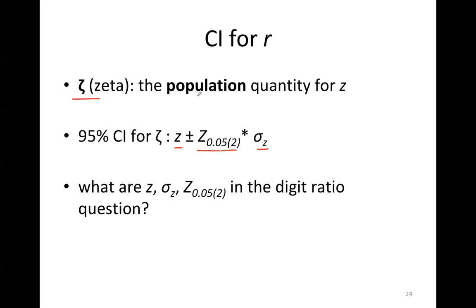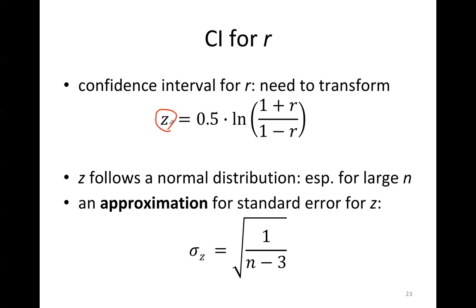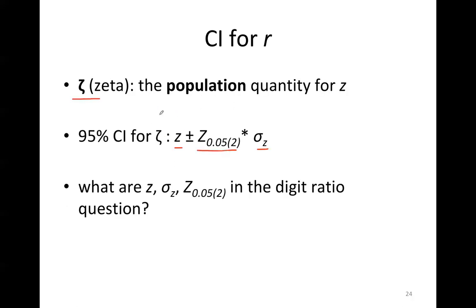So zeta here is the population quantity for z. z is what we calculate from the sample, based on the R value. Zeta would be a transformed version of the population correlation coefficient that we don't know. So first we will calculate a confidence interval for zeta, and then we will back transform it into the R scale.